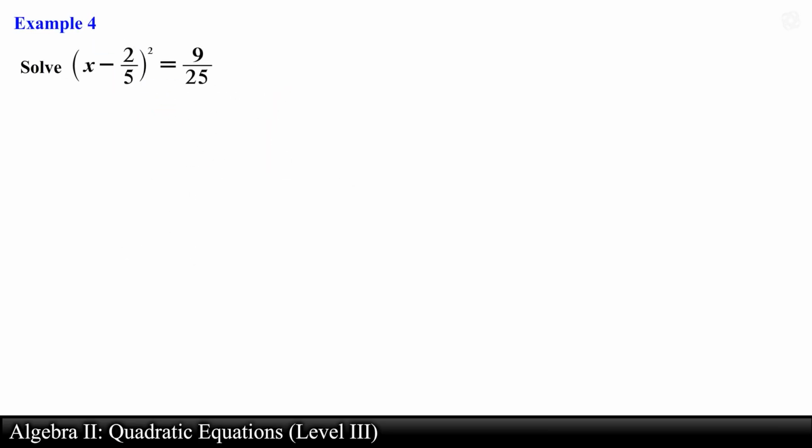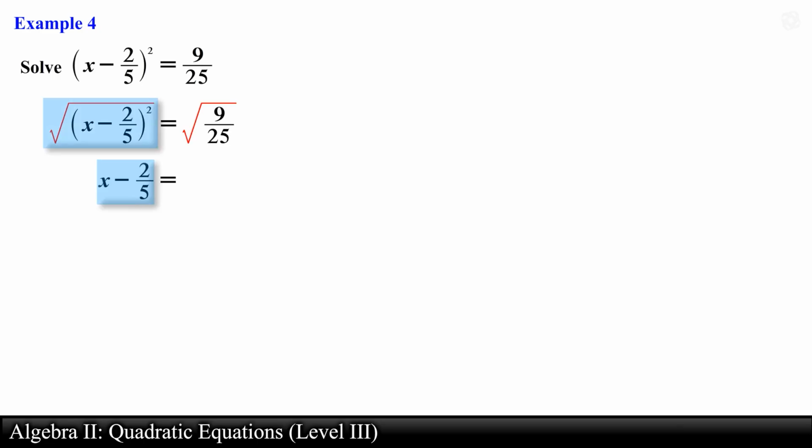Solve the equation the quantity x minus 2/5 squared equals 9 over 25. Notice that we have fractions in this problem, so don't freak out. For the most part, many students don't like fractions and tend to run away from problems that contain them. They're really not that bad. It's just a matter of remembering how to manipulate them. Notice that this problem is set up ready for us to take the square root of both sides, so we do just that.